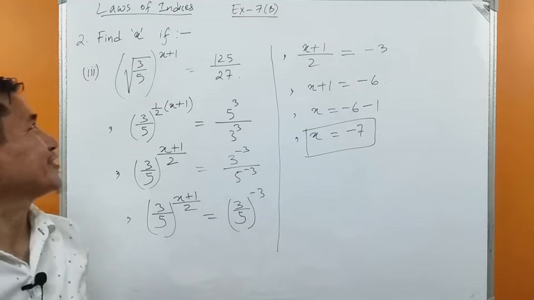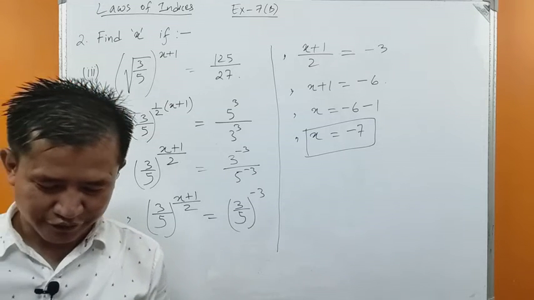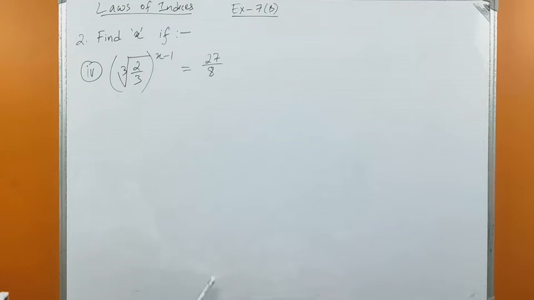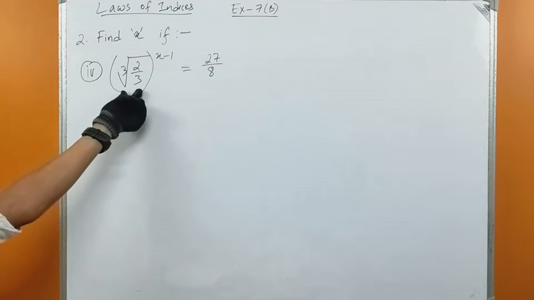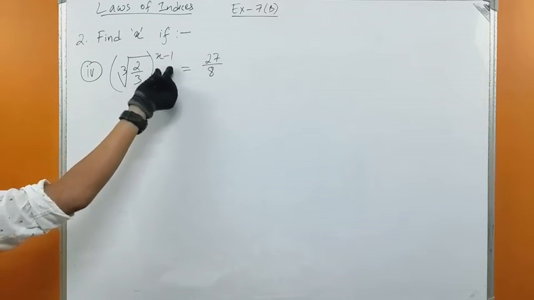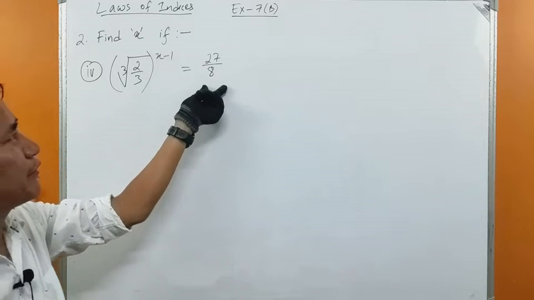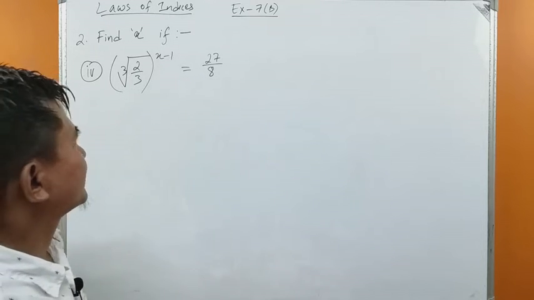Now let us do another question. That is question number 4. In the left hand side we have 2 upon 3, cube root of (2 upon 3) to the power x minus 1, and in the right hand side we have 27 upon 8, isn't it?